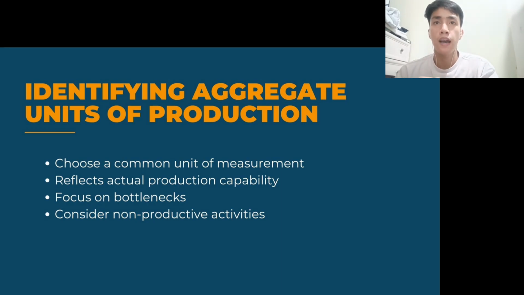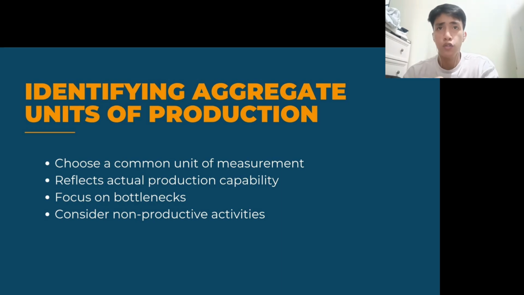So, bago pa magsimula yung actual aggregate plan, may very important first step is kailangan muna natin i-identify kung ano yung aggregate unit of production. So, ano bang ibig sabihin nito? Basically, ito yung gagamitin mong common unit para masukat ang production. For example, pwedeng number of units, labor hours, or kahit weighted average ng different product. Especially kung iba-iba yung products na ginagawa ng company.